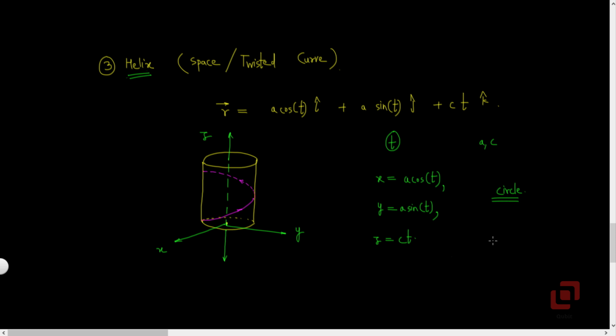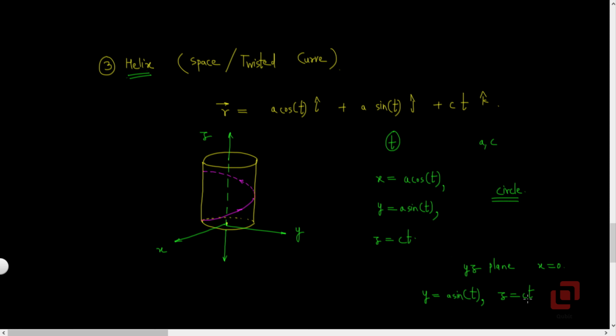If we now project the same helix on the yz plane, whose equation is x equal to 0, then we will get y as a sin t and z as ct.